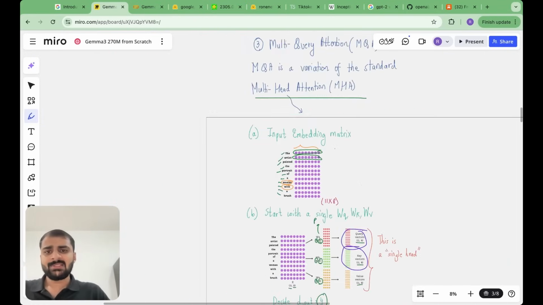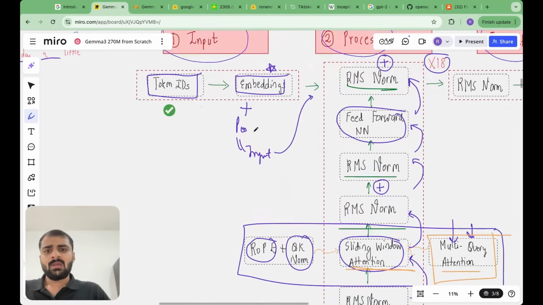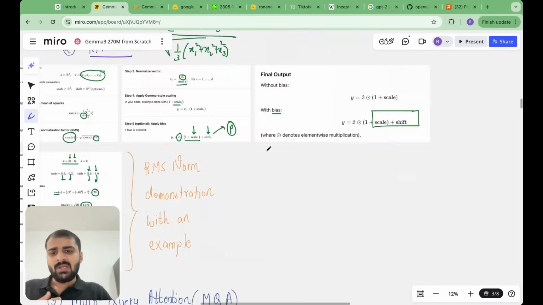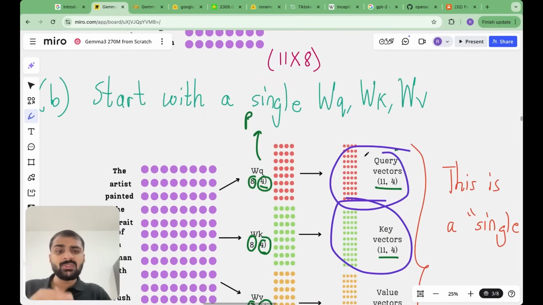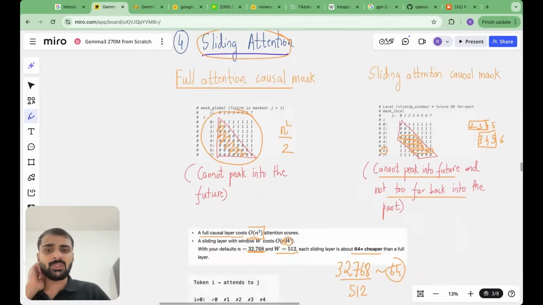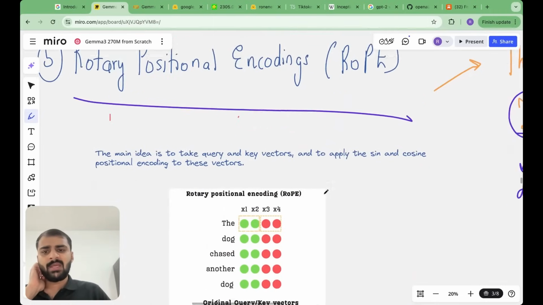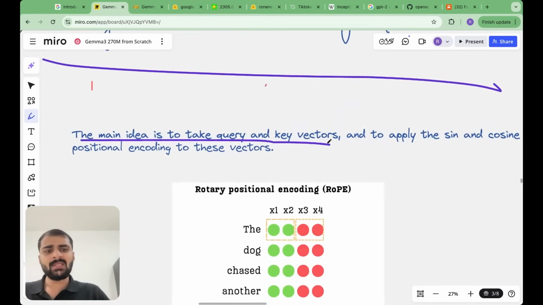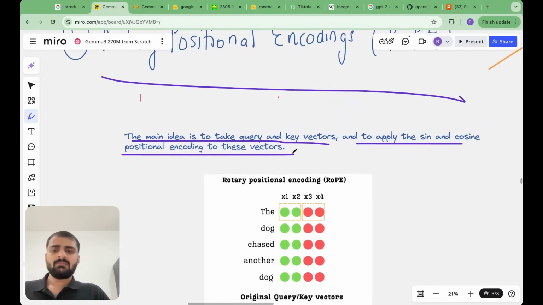Another thing which people realized is that here we are just adding token embeddings to positional embeddings, right? That's also changing the magnitude of the token embeddings. So instead of adding something over here, why don't we just rotate the vector? Why don't we rotate the query vector and the key vector so that the magnitude is maintained but the angle changes? So position information is included as a rotation, right? That's why it's called rotary positional encoding. So the main idea is to take the query and the key vectors and to apply the sinusoidal and cosine positional encoding to these vectors.